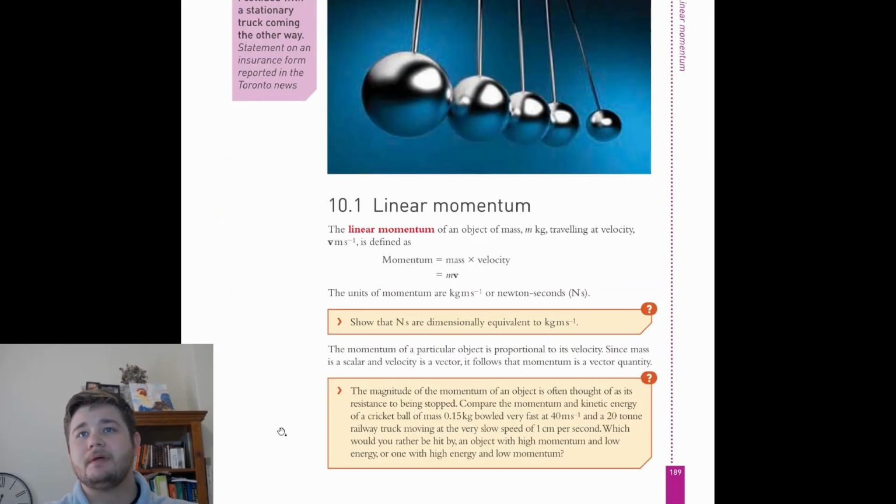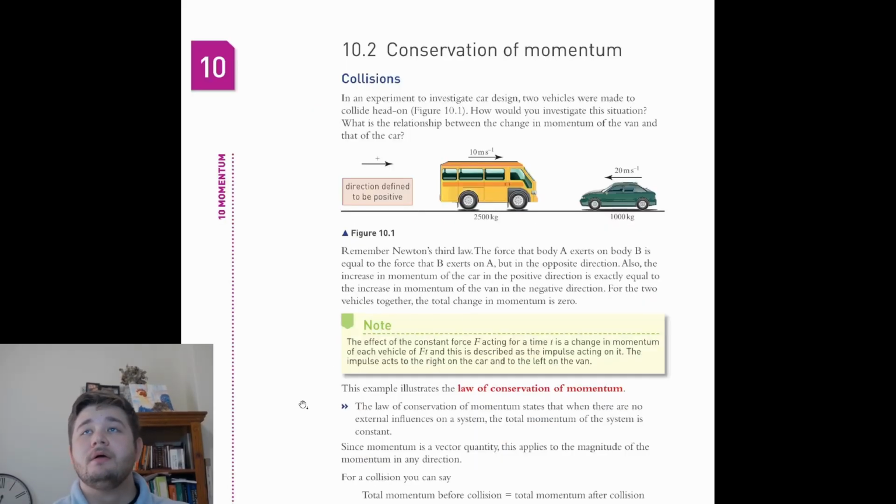Okay. Now, momentum is proportional to its velocity. Mass is a scalar and velocity is a vector. It therefore follows that momentum is a vector quantity, from scalar multiplication. Now, where we use momentum mostly is in terms of collisions.